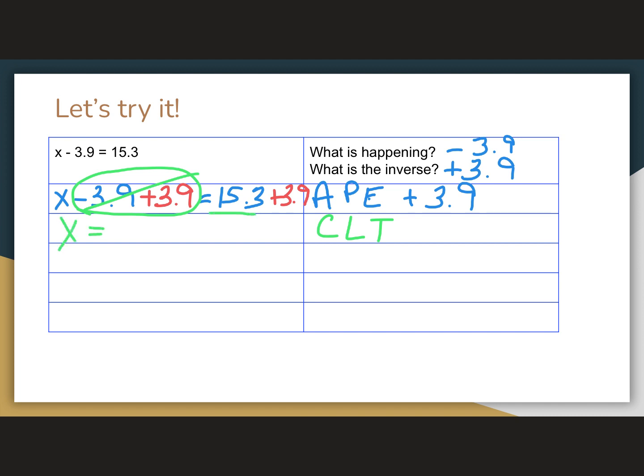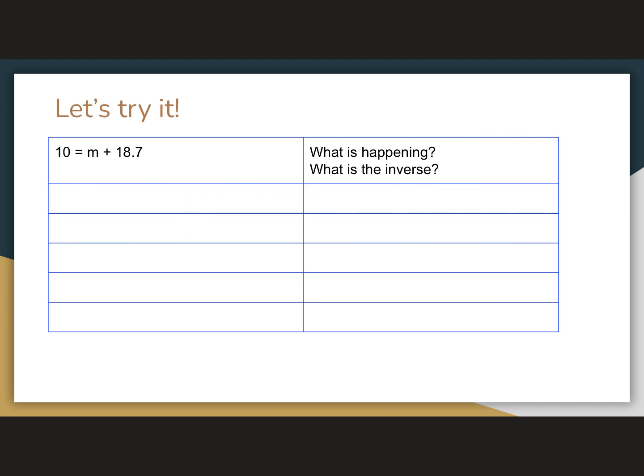Over here, I have 15.3 plus 3.9. I can do that over here on my scratch work if I need to. So it's a 2, carry my 1. Becomes a 9. Bring my decimal point straight down. So x equals 19.2. Okay, let's try another.